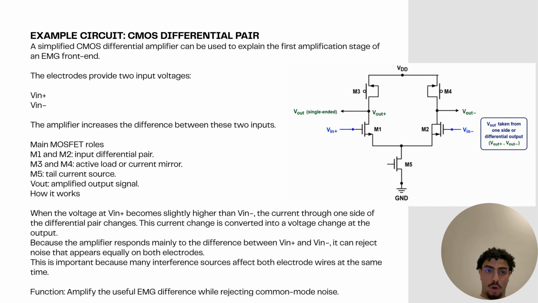This helps reject common mode noise, which is noise that appears on both electrode wires at the same time. This is useful in EMG systems because many interference sources affect both electrodes. The differential amplifier helps keep the useful EMG differences and reduce shared noise. So the function of this circuit is to amplify the useful EMG differences while rejecting common mode noise.